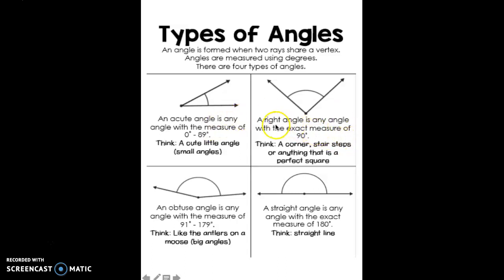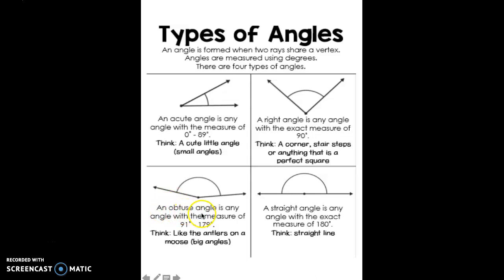The next is a right angle. A right angle is any angle with the exact measure of 90 degrees. I like to think of a corner or the stair steps or anything that has a perfect square.